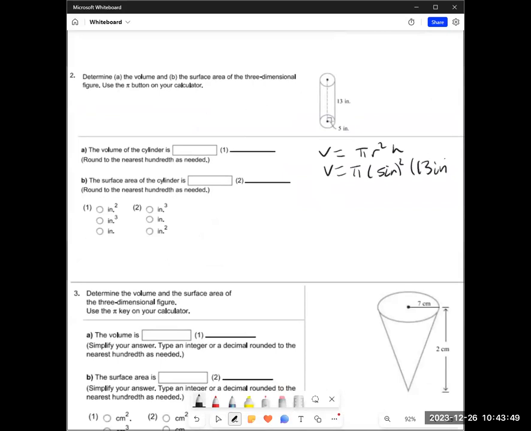You're going to need your scientific calculator for this, to approximate to the nearest hundredth. So we have pi times 5 squared times 13, and we get 1021.02, and this is going to be cubic inches.